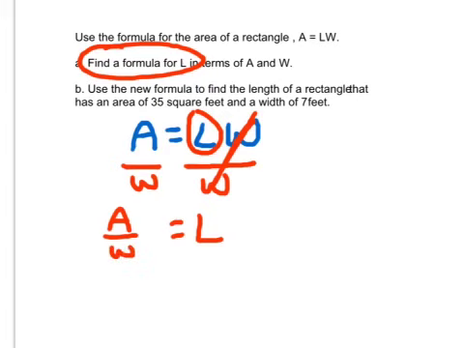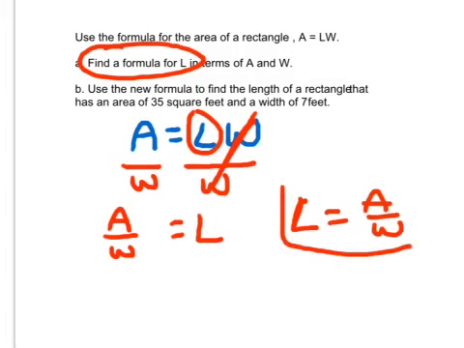And then of course, you know Mr. Ayers, he always likes your single variable on the left side, so I'm going to just flip this around. L equals, actually I'm going to write it up top a little bit, otherwise I'm going to run out of space. So L equals A divided by W. So what that's saying is you can find the length of a rectangle by taking its area divided by its width. Again, all we're doing is rearranging things pretty much.